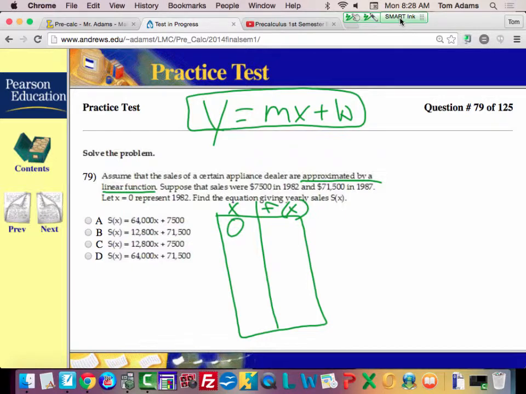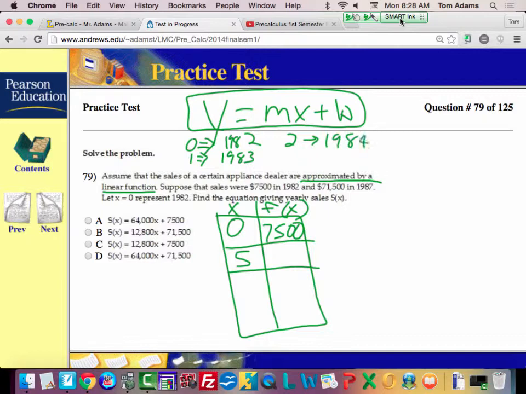So when x equals 0, which is 1982, it had 7,500 in sales. 5 years later, in 1987, well, wait, let's check that out. If 0 is 1982, then 1 is 1983, 2 is 1984, 3 is 1985, 4 is 1986, and 5 is 1987. So yeah, that's right. It was 71.5.